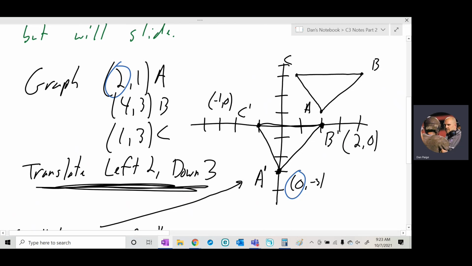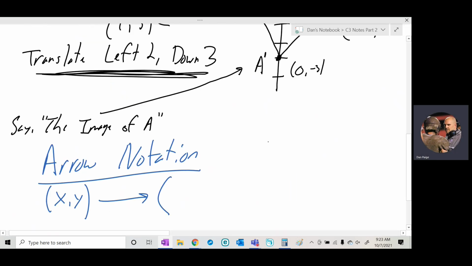In math, how did we go from 2 to 0? What did we do? Anyone know? I know we moved it to the left 2, but how do you go from 2 to 0 in math? So let's think about an operation. Did we add, subtract, multiply, divide? What did we do? Yes? You subtracted 2. So the way they write that is x minus 2.